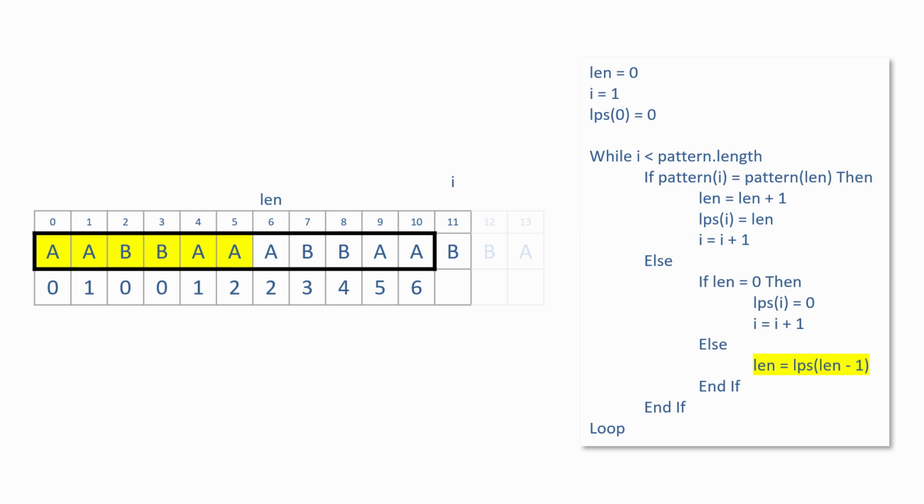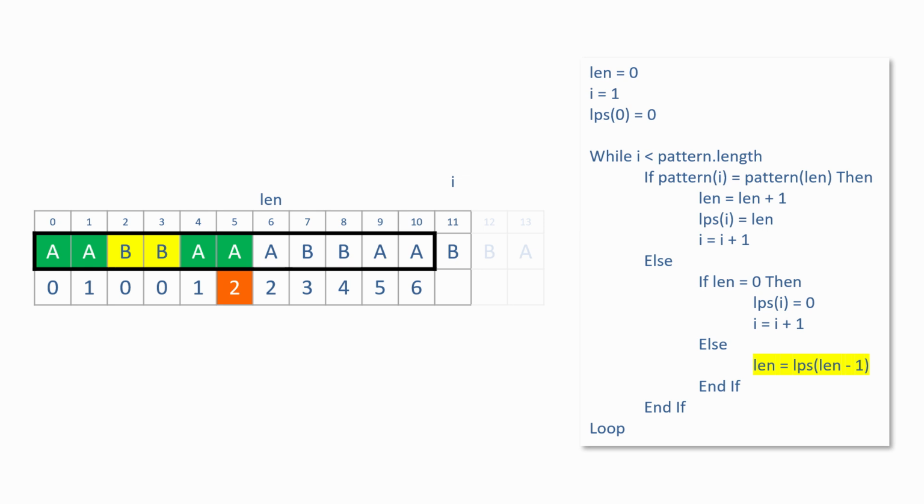Now, it's not immediately obvious, but look closely at just this prefix, and you'll see that it has an LPS value of 2. This information is already in the array. It tells us that the first 2 characters of the prefix, AA, are the same as the last 2 characters of the prefix. So what?